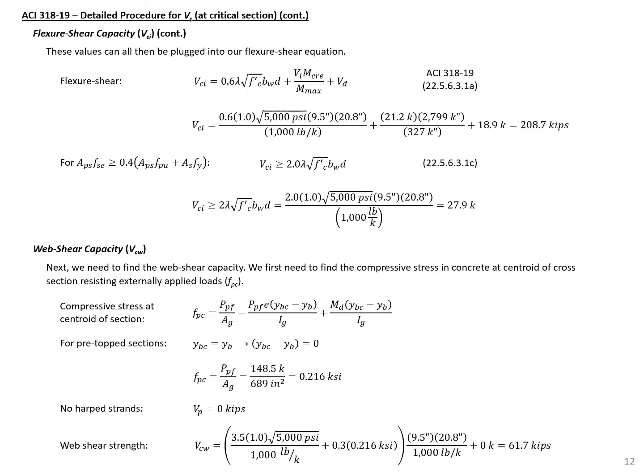We can finally plug all of the values from the last two slides into our V sub CI and V sub CW equations. So that's what I'm showing you here. So we plug all of our values into our V sub CI equation to get a total V sub CI of 208.7 kips. We can compare this to the lower limit, 2 times square root of F prime C BWD, 27.9. See that we're greater, so we can go ahead and use that V sub CI. And then we can do the same thing that we did earlier, calculating our V sub CW. So I'm going to just go through this quick, and we can find a V sub CW equal to 61.7 kips, which is the same as we found before.